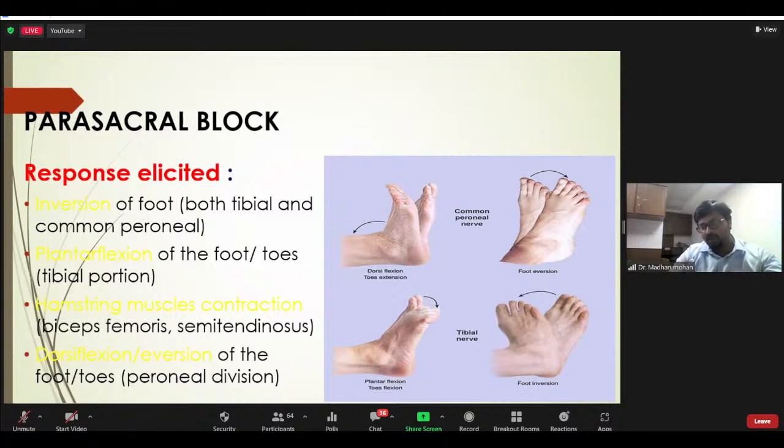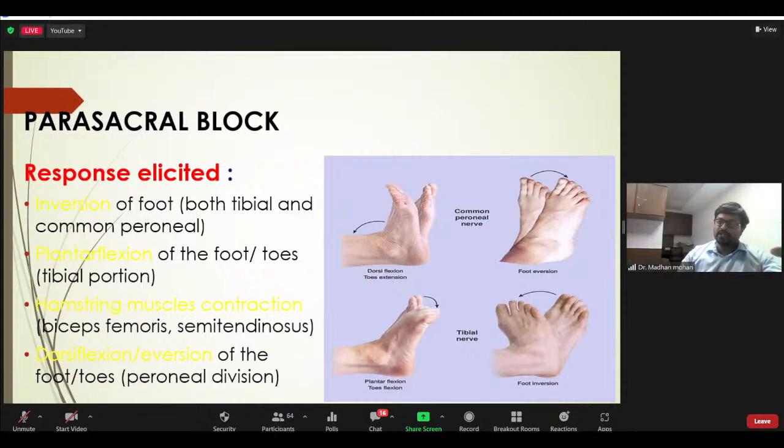Suppose if it is a common peroneal component, you are going to get a stimulus from the anterior as well as the lateral compartment, which will cause the dorsiflexion and eversion of the foot. So if you are getting inversion, which will be contributed by both tibial as well as common peroneal component, that will be the ideal one to go ahead.